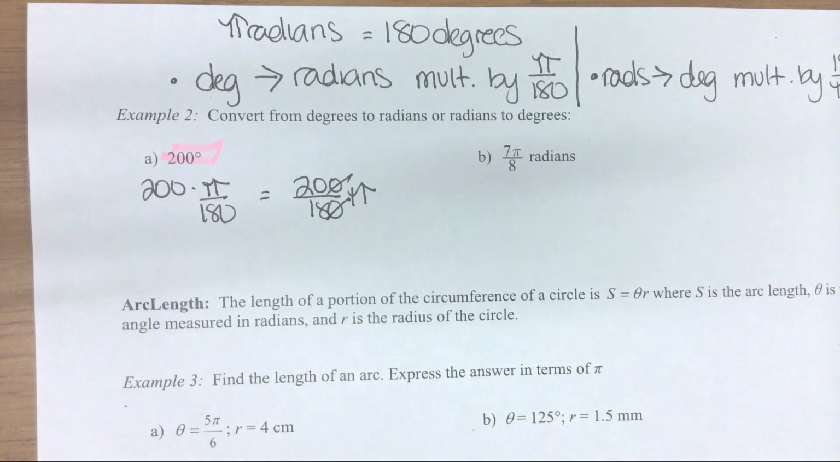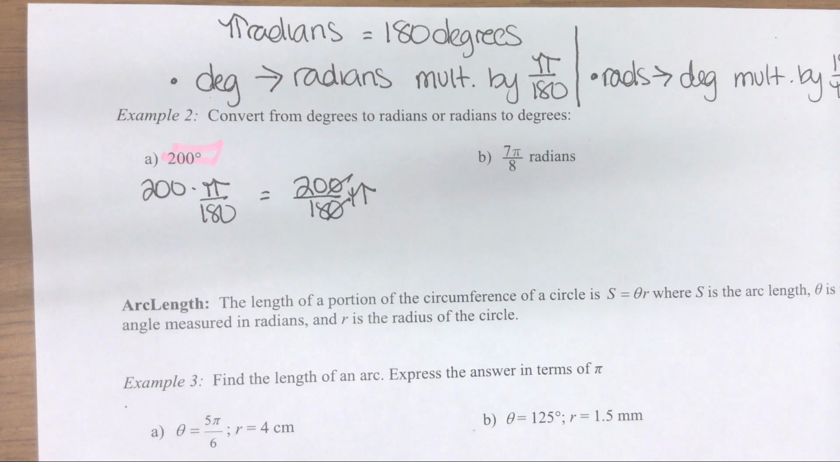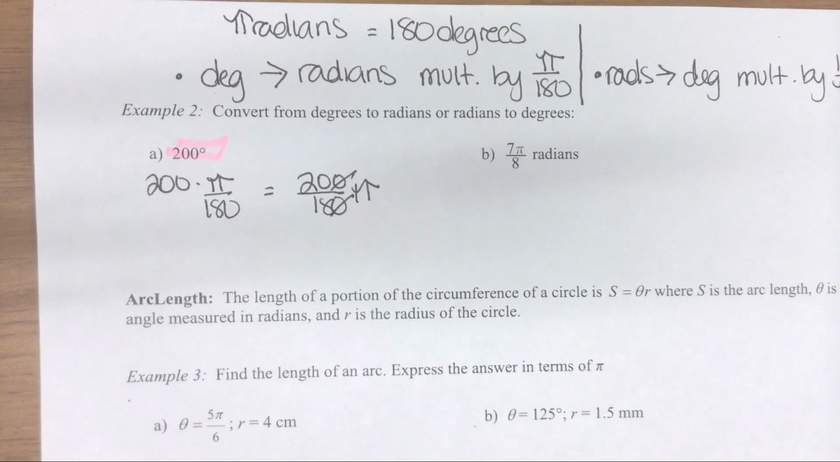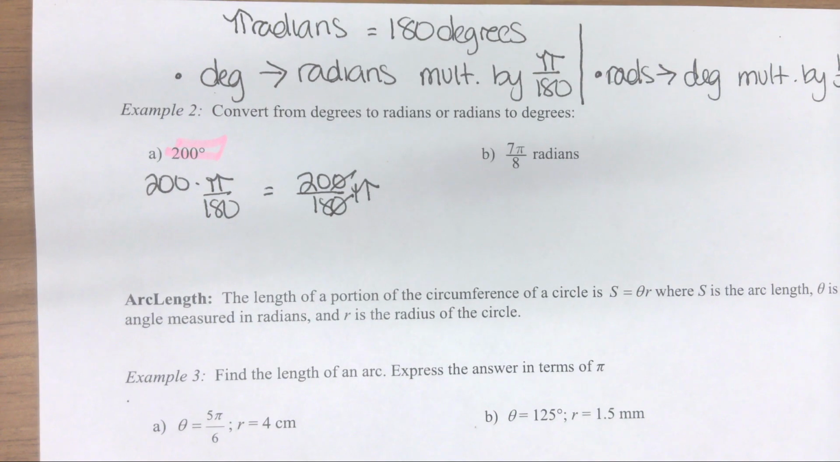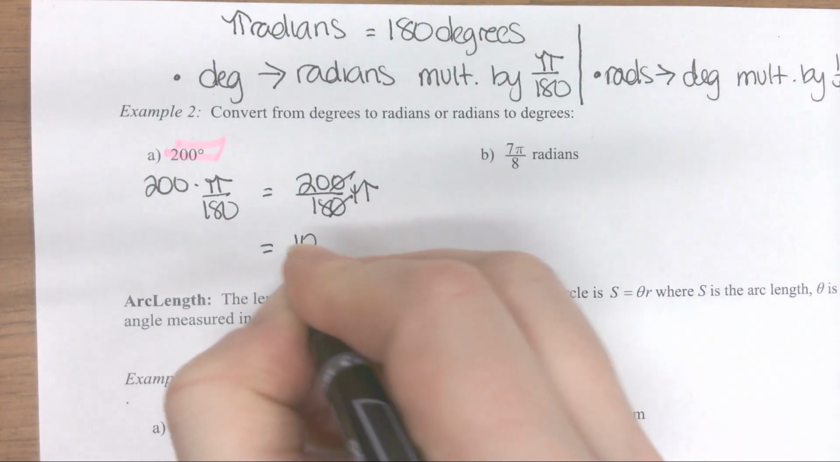Just going to do some reducing of fractions in my head. Now I have 20 over 18. Aren't those both divisible by 2? What can I reduce that to? This is 10 over 9 pi.